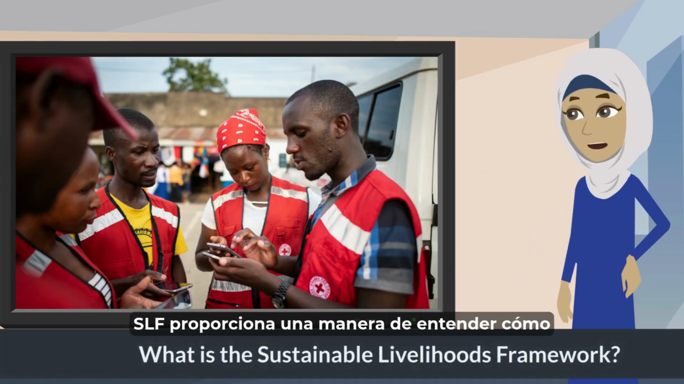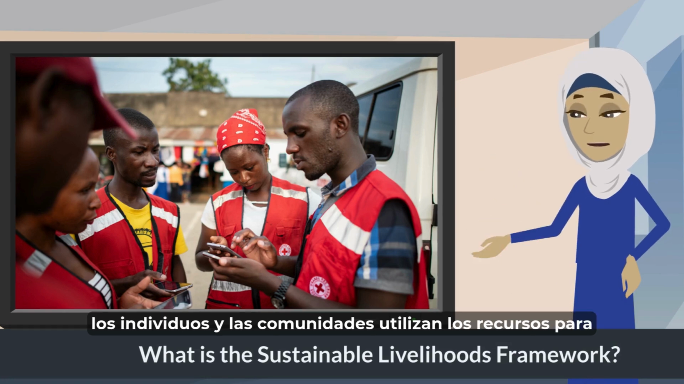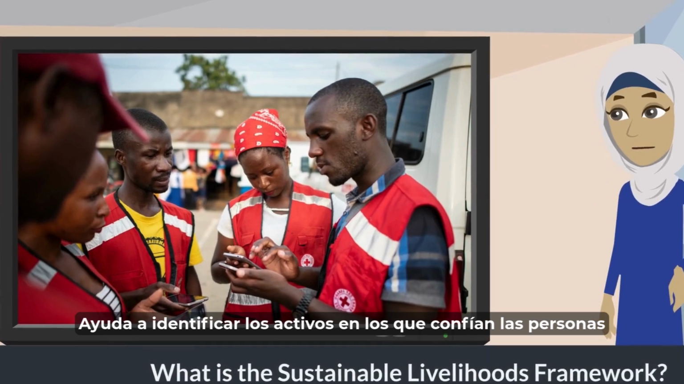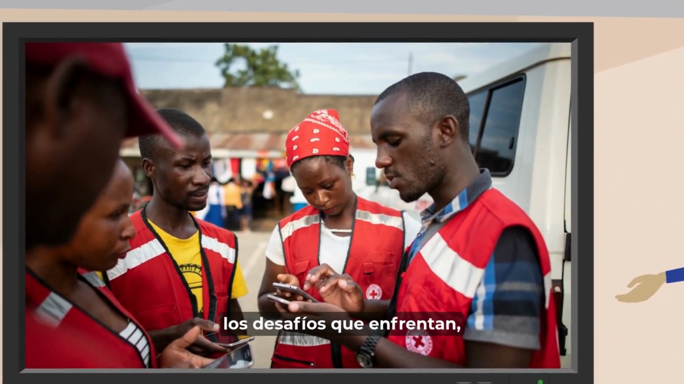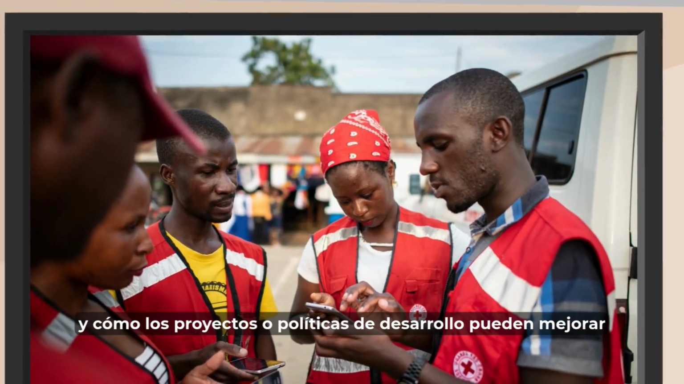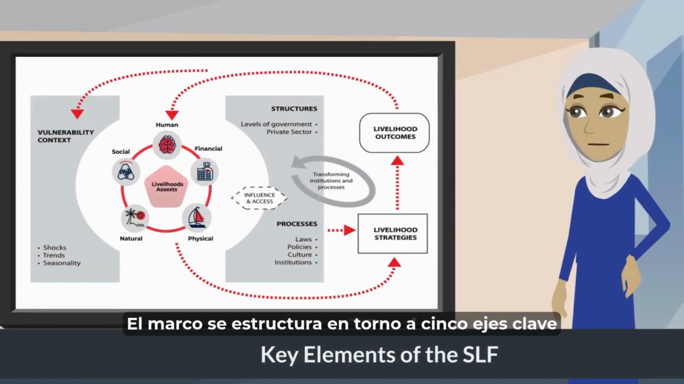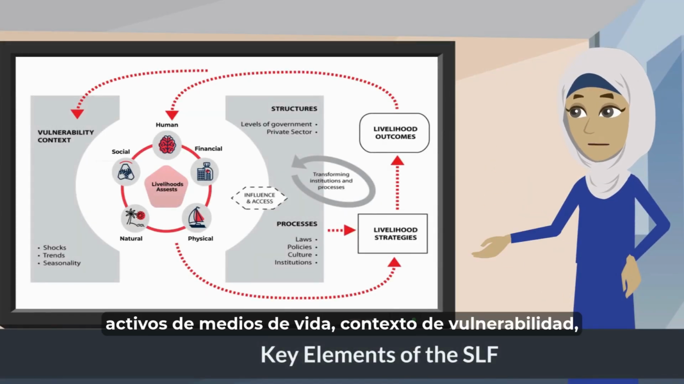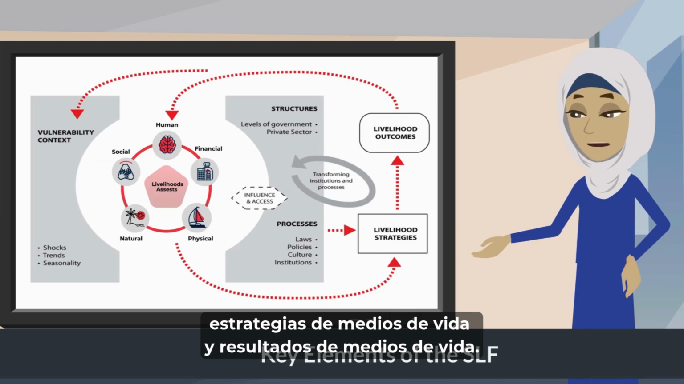The SLF provides a way to understand how individuals and communities use resources to make a living. It helps identify the assets people rely on, the challenges they face, and how development projects or policies can better support their livelihoods. The framework is structured around 5 key elements that work together: livelihood assets, vulnerability context, structures and processes, livelihood strategies, and livelihood outcomes.